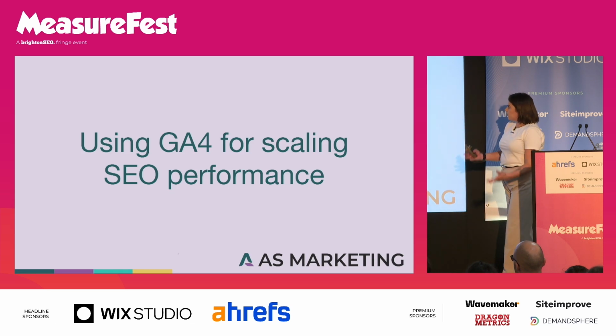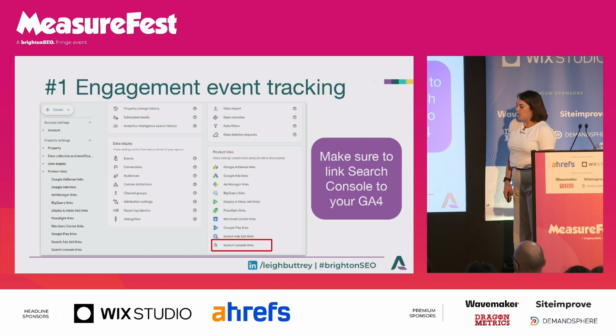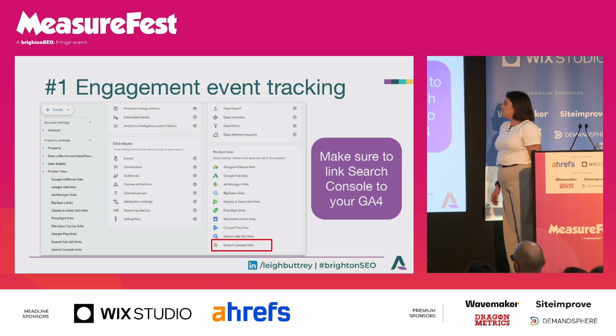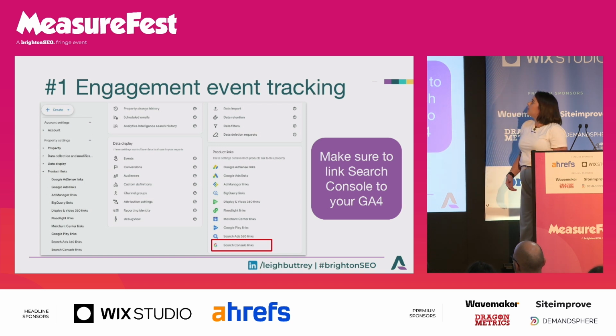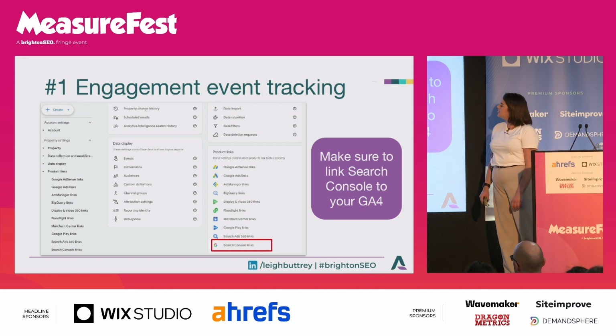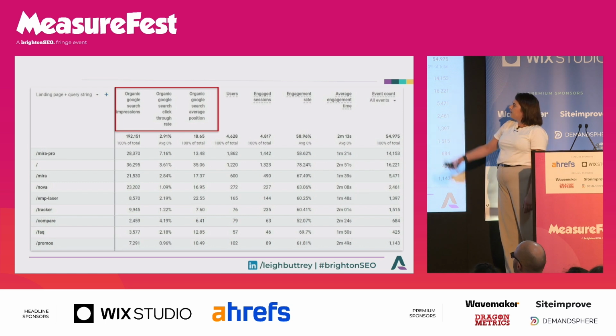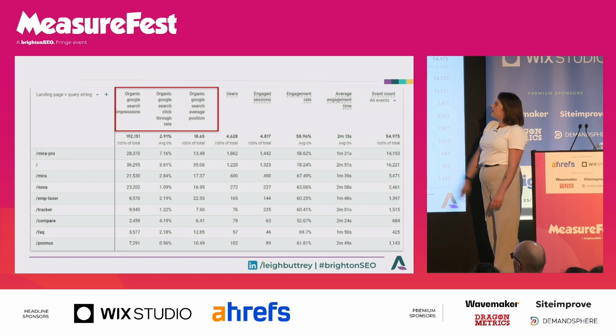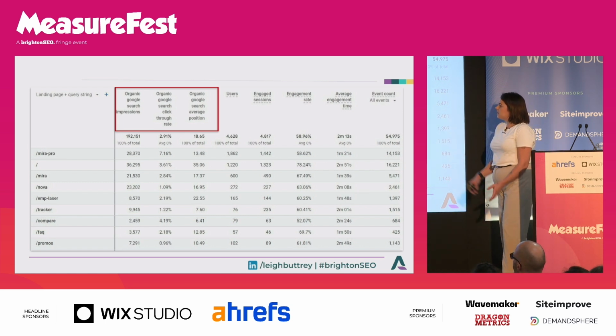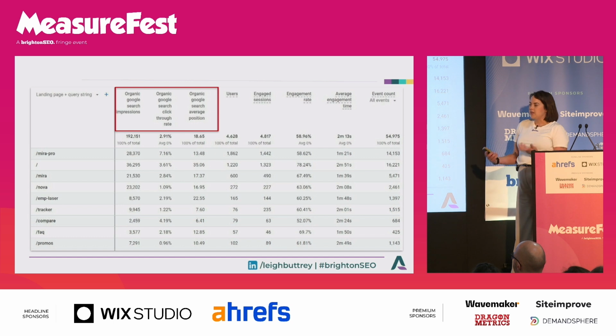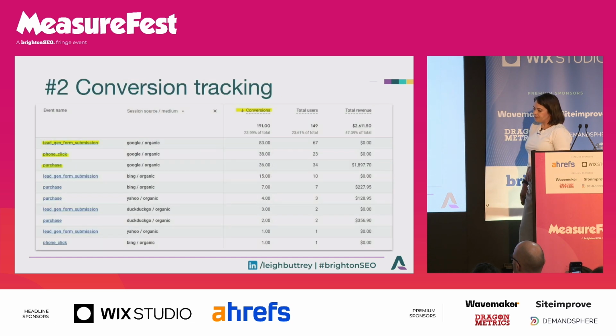So after all of that, how do we scale this for SEO performance? One of the things we can do, first and foremost, is link Search Console within your GA4. You can do this via the settings. And then you can set up this report here. We can look at landing page query strings and then look at Google Search Console metrics here. Set this report up and you've got it for easier viewing in your dashboard.